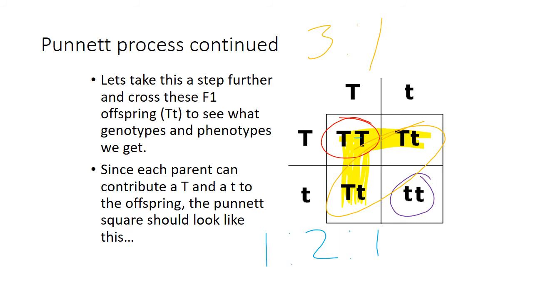Now, if you look, we get the 1 in the red circle, 2 in the orange circle, 1 in the purple circle, so that's our 1-to-2-to-1: 1 big T big T, 2 big T little t, and 1 little t little t. And then our 3-to-1 is 3 tall to 1 short.